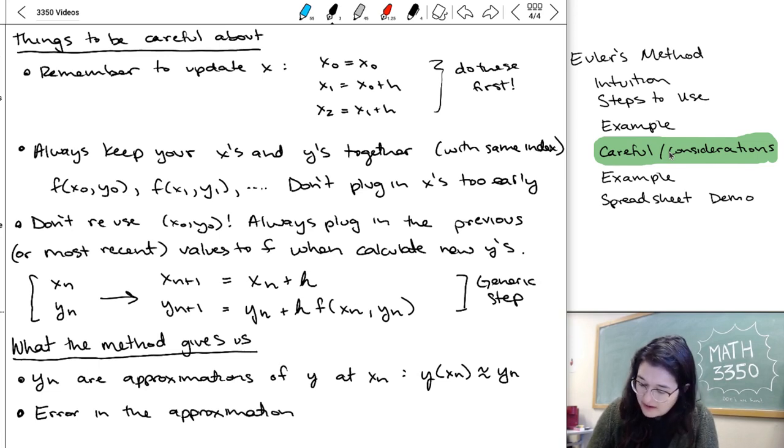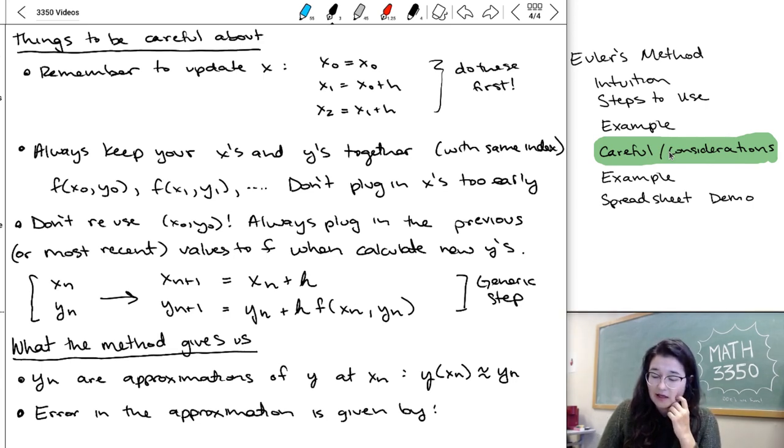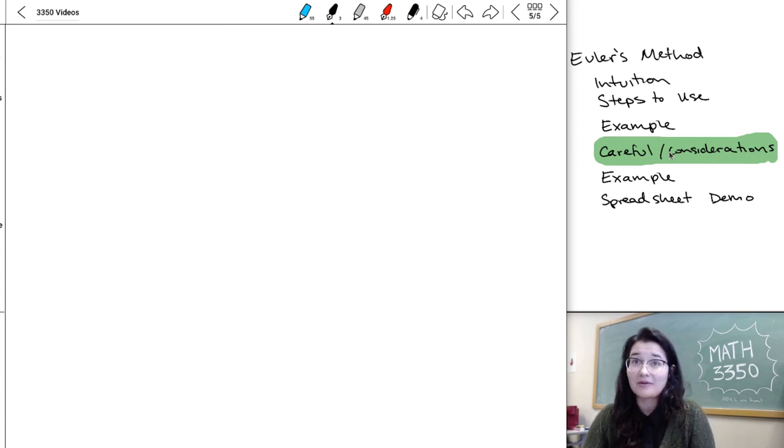So error in the approximation is given by, there are two different ways to calculate it. I will put them both on the same page, I think. But I'm going to stop for a second so you can pause if you need to catch up with writing. And then we're going to put the formulas on the page.